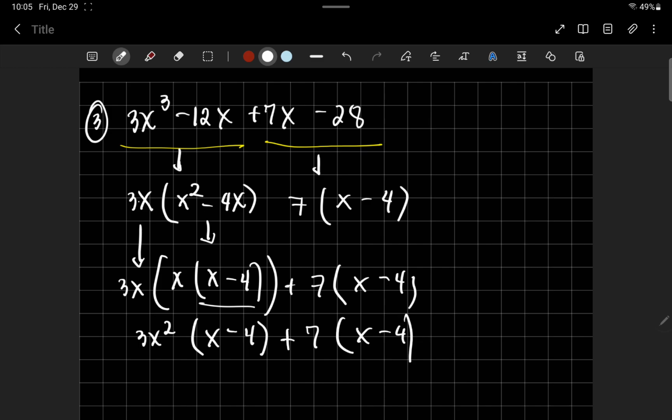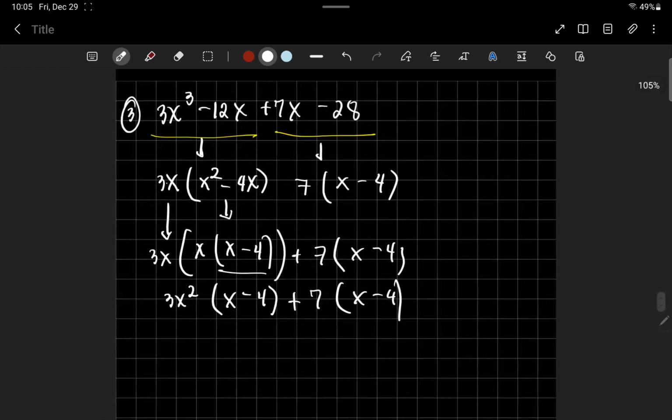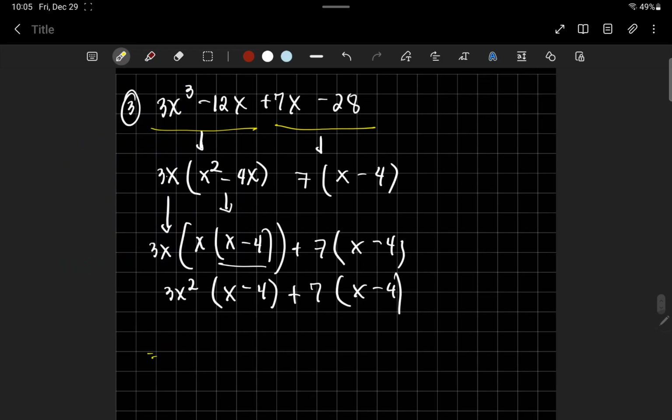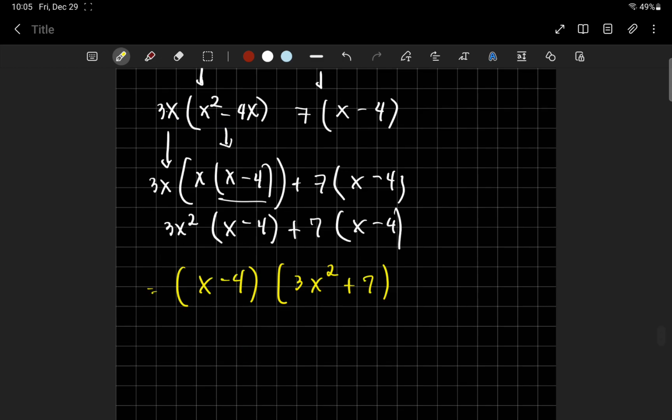So, as you notice, meron na tayo. Ang goal kasi natin, magkaroon sila ng similar factor or common factor. So, pag-iisahin na lang natin yung x minus 4, and si 3x squared plus 7, pagsamahin natin. So, yan. The factored form is x minus 4 times 3x squared plus 7.